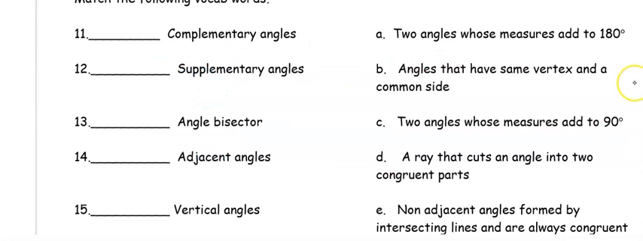So we want to match the following vocab words. So complementary angles are two angles whose measures add up to 90, so that's going to be C. Supplementary angles are two angles whose measures add up to 180, which is A. An angle bisector is a ray that cuts an angle into two congruent parts, which is D. Adjacent angles are angles that have the same vertex and a common side, which is B. And vertical angles are non-adjacent angles formed by intersecting lines and are always congruent.